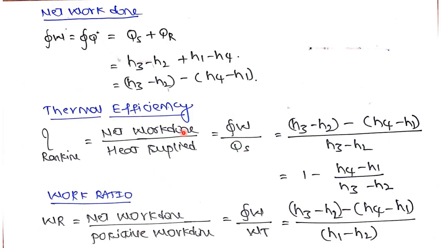And even the thermal efficiency: thermal efficiency is net work done divided by heat supplied. Net work done you have calculated here, and heat supplied is just substituted. You can divide the terms and you can get this expression also. The work ratio is again net work done divided by positive work. Net work done is the expression you have derived here, and positive work is nothing but the turbine work, which is H1 minus H2. Just substitute and keep the results at the last. So this is the end of the Rankine cycle, guys.